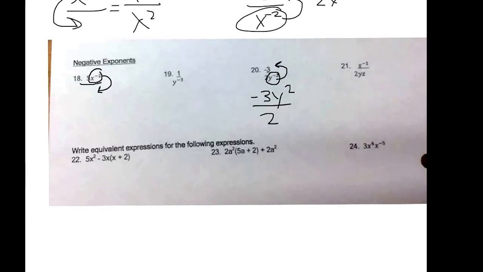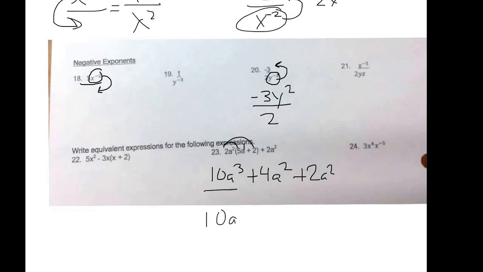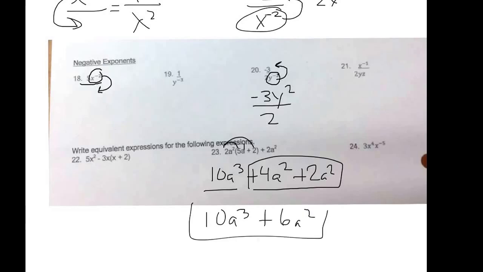Let's take a look at some of the other problems. Down here, 23. Double rainbow. So 2 times 5 is 10. That's a squared and a to the 1. That makes a cubed. 2a times 2 is 4a squared. Actually, 2a squared times 2. And then plus 2a squared. Nobody to combine with that guy, so 10a to the third. Those guys can combine. 4a squared plus 2a squared is 6a squared. And that is the end.